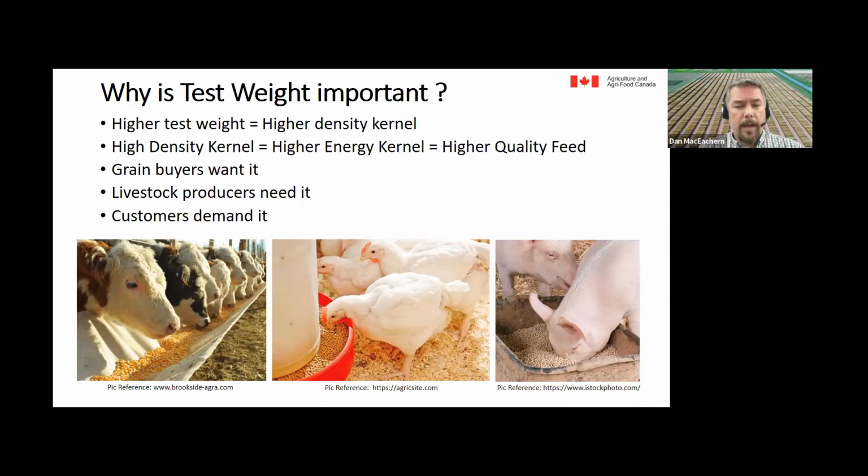I mean that if we take beef, for example, what's often considered a high quality beef is beef with a high degree of marbling or a high degree of fat. And the only way you obtain that is through feeding a high energy grain. So a grain with a high test weight like corn.